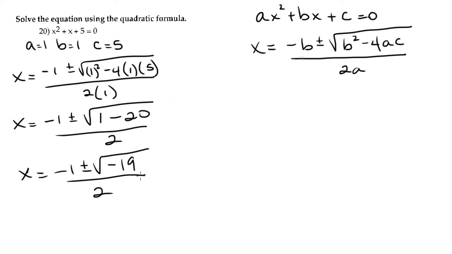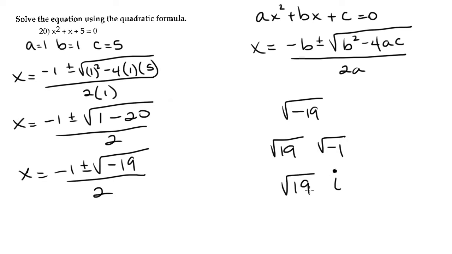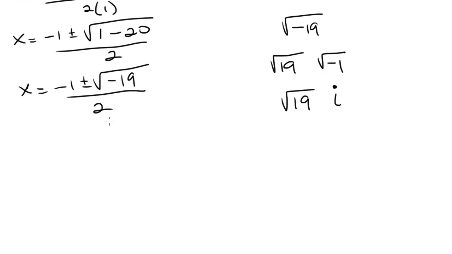Now we know when we have this square root of negative 19 here, let me deal with that off to the side. This is the square root of 19 times the square root of negative 1. Right, so that square root of negative 1 is actually i. Square root of negative 1 is i. So we have the square root of 19 times i there. Okay, so let's replace that.